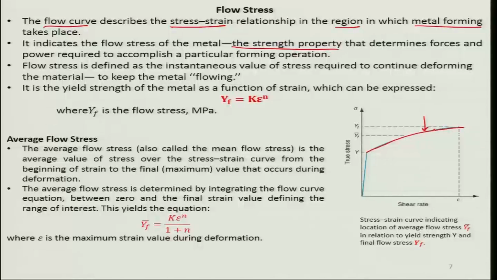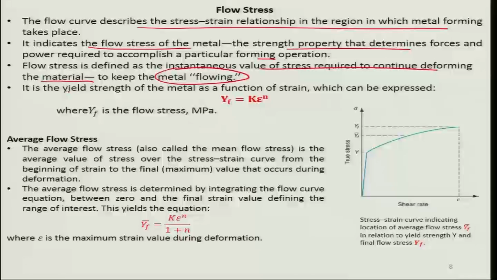Whenever you are designing a forming process, you need to estimate the power needed for forming a certain planned shape and size of the metal under the constant volume deformation criterion. The flow stress in this case is defined as the instantaneous value of the stress required to continue the deformation of the material and keep the metal flowing. That is why we call it flow stress. So it goes into the flow region and the metal can be flowed into various shapes and sizes, which is the basic essence of all the forming processes.